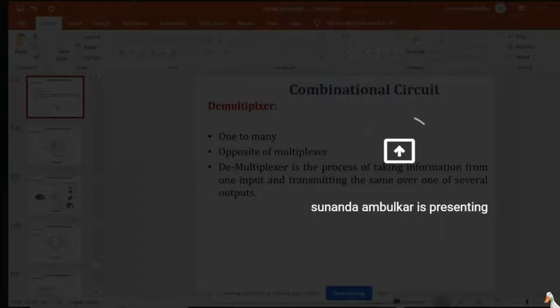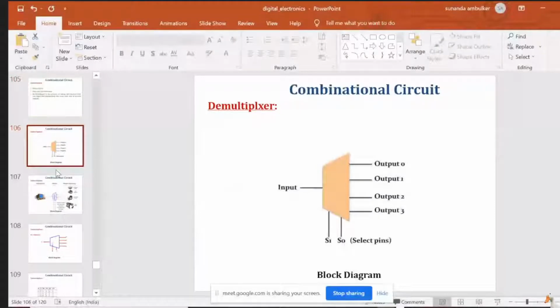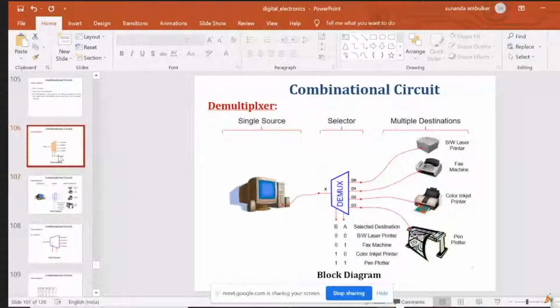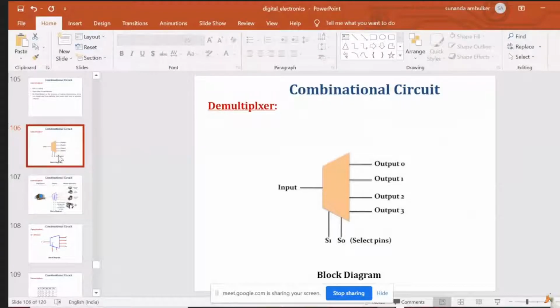Everyone knows what a multiplexer is. A multiplexer is many to one. It is also called a data selector. If we have multiple input data, the multiplexer selects one data and transmits it. If we have only a single line or single channel, and multiple sources, to pass certain data through that single line, we use a multiplexer.